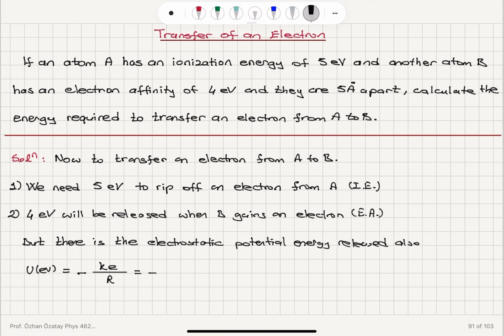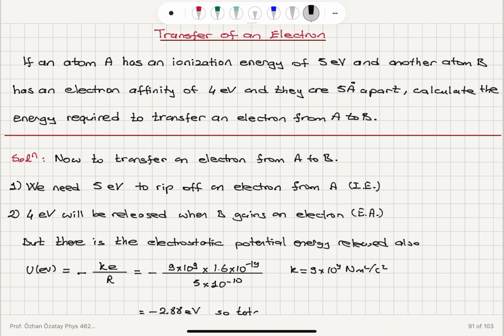This is basically minus, if I use the Coulomb constant, 9 times 10 to the 9 newton meter squared per coulomb squared, electron charge 1.6 times 10 to the minus 19 coulombs, divided by the separation 5 times 10 to the minus 10 meters, that's 5 angstroms. The answer comes out as minus 2.88 electron volts.